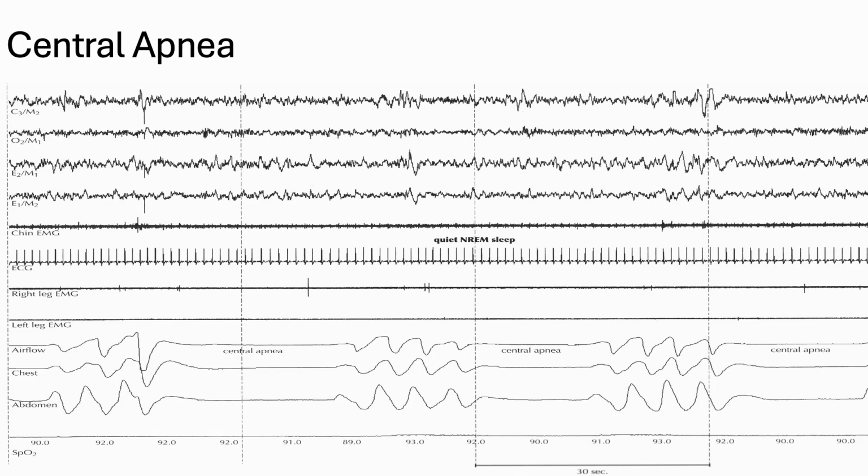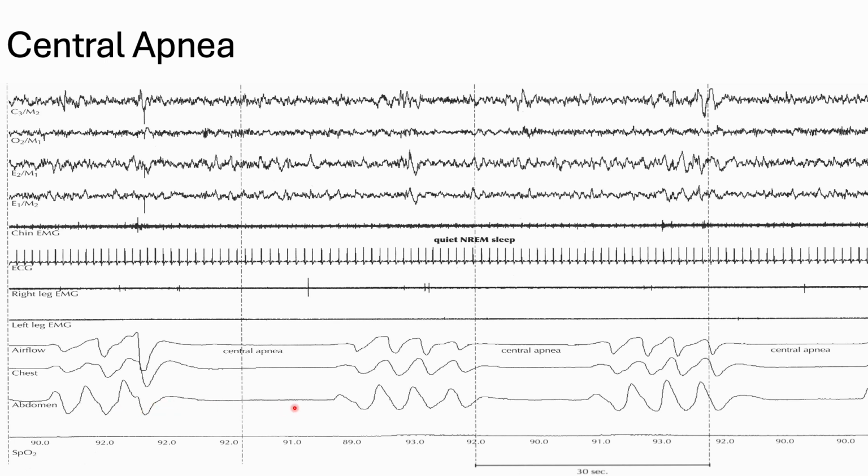Remember the difference between central and obstructive events. Obstruction means the throat is closed and the patient can't move air even though they're trying. Central means the brain is saying not to breathe. Therefore, you will not see any effort to breathe. The airflow signals for apneas all look the same because there is a cessation of breath in both circumstances. The effort is what's different.